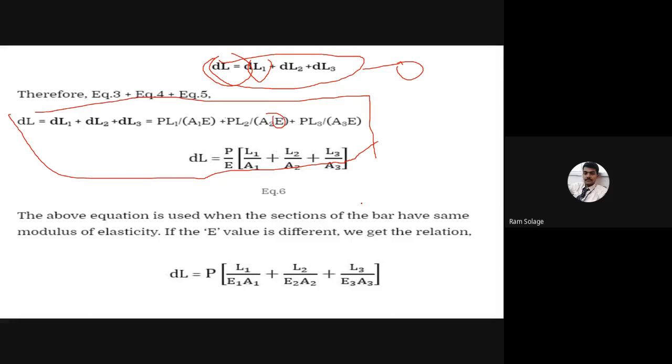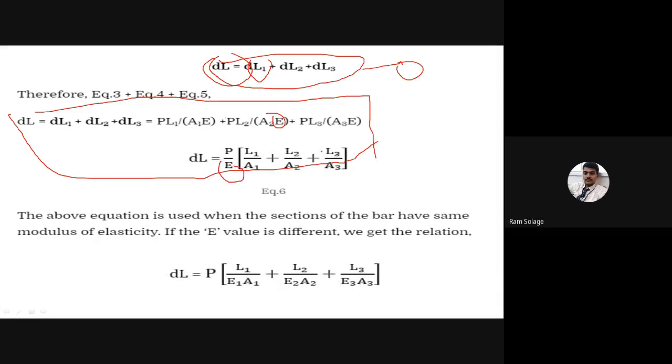In both ways, we can calculate the value of delta L, no problem. We can calculate separate values of delta L1, L2, and L3, no problem. Some students directly put the value of P in this formula. P is given in the problem. Put the value of P. Suppose all sections are made of the same material, in that case E will be the common value.